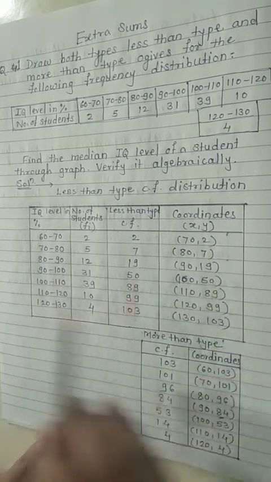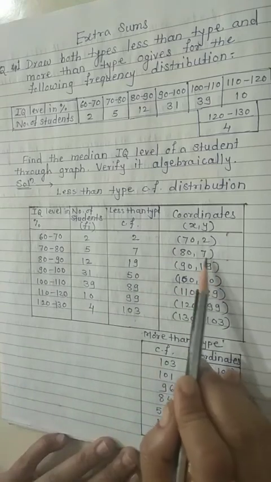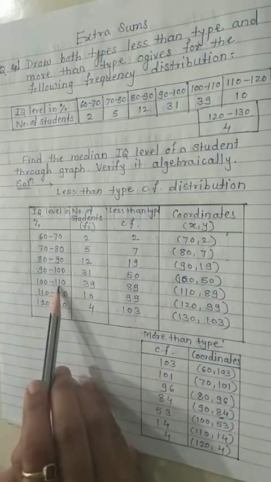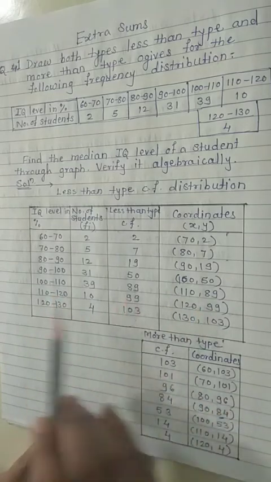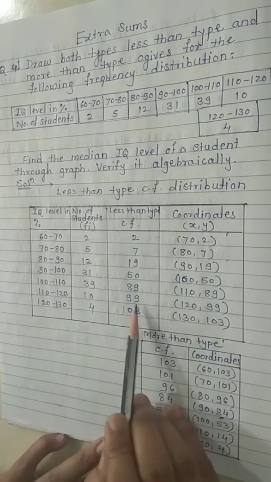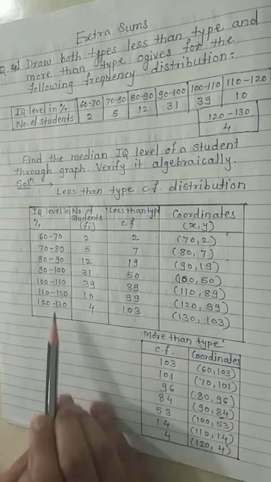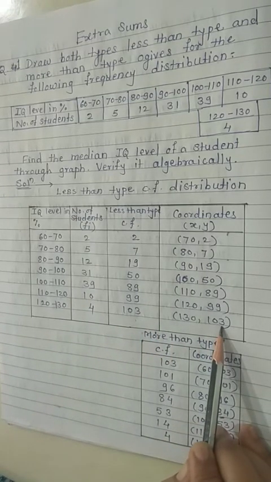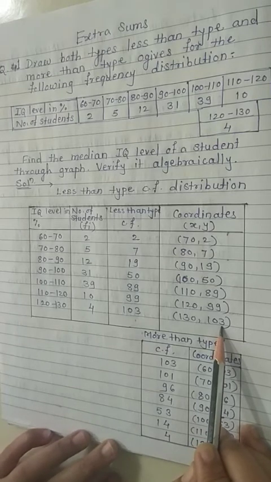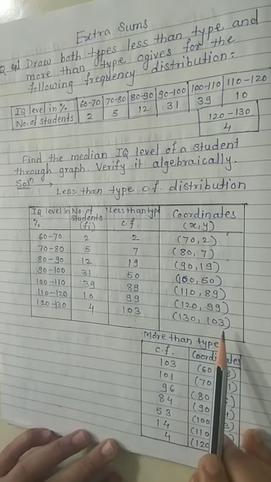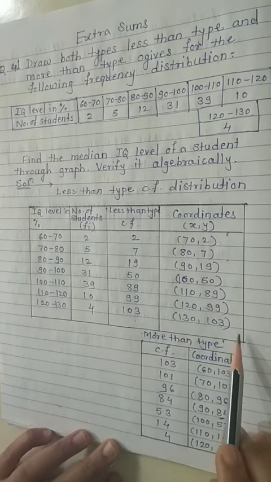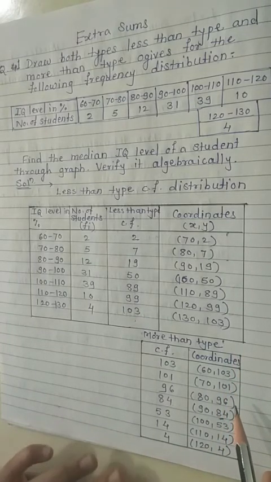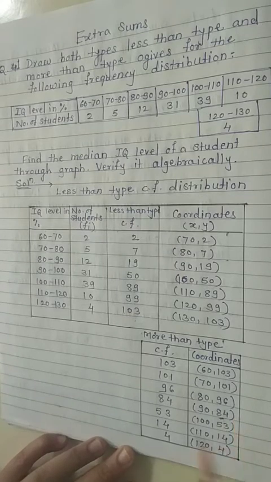(90, 19) are the coordinates of the third point. Similarly, (100, 50), (110, 89), (120, 99), (130, 103). These are the coordinates of the corresponding class intervals for the less than type cumulative frequency. Similarly, we have to obtain the cumulative frequency for the more than type.